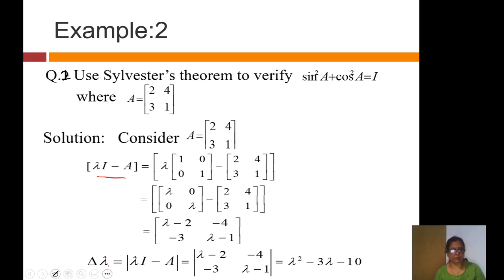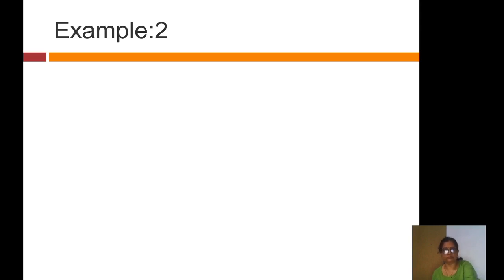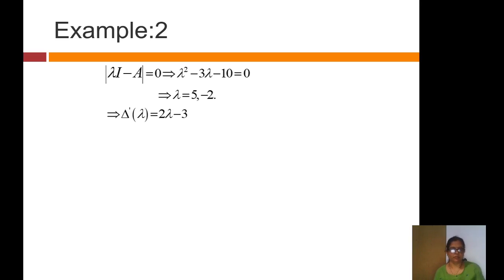Now del of lambda, the determinant of lambda I minus A, its value equal to this. Now we find the differentiation of this value, del dash of lambda, that means differentiate this term with respect to lambda, therefore 2 lambda minus 3. And if we simplify this, then we get the eigenvalues 5 and minus 2.